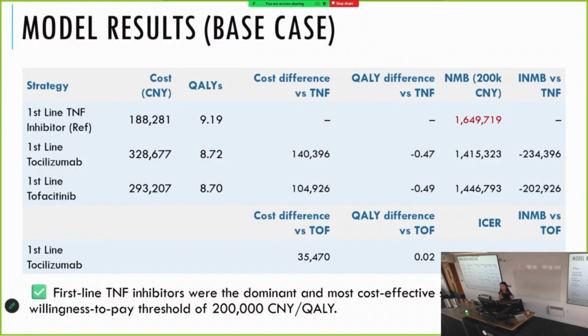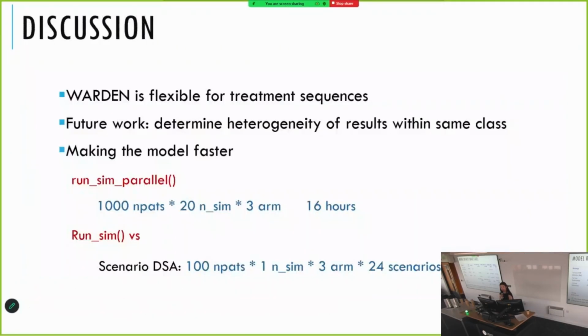So compared to the TNF inhibitors, the treatment sequences initiated with tocilizumab and tofacitinib are more expensive with lower quality. And also compared to tofacitinib, the tocilizumab is not cost effective under the willingness to pay threshold of 200,000 Chinese yuan per QALY.